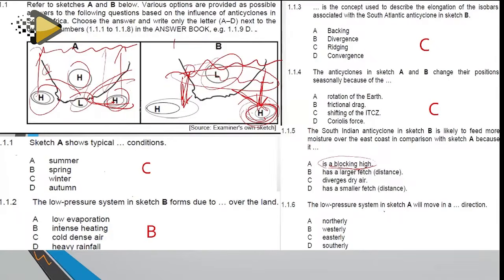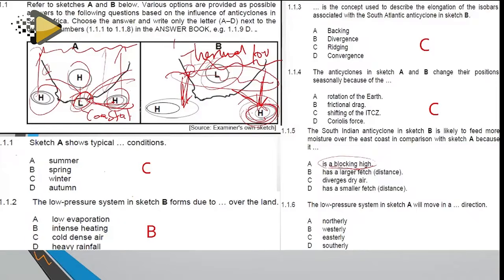Now the next question is, the low pressure system in sketch A will move in what direction? So what is the low pressure system in sketch A? The low pressure system in sketch A is called a thermal low. You must be careful. These are two different low pressure systems. In sketch B is the coastal low. It moves along the coast, but in sketch A, the low pressure cell there is a thermal low. This one is the coastal low.